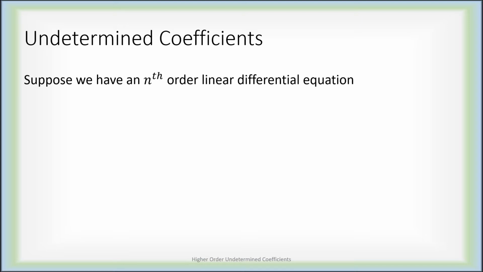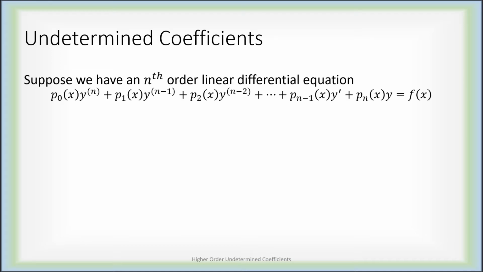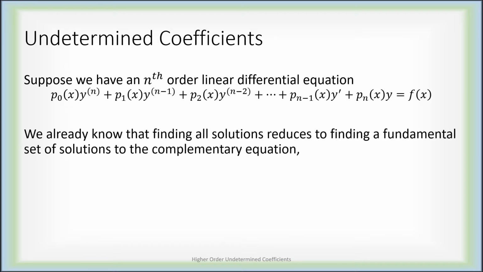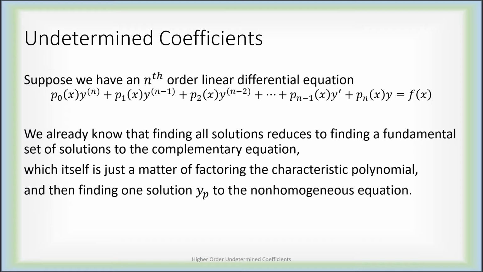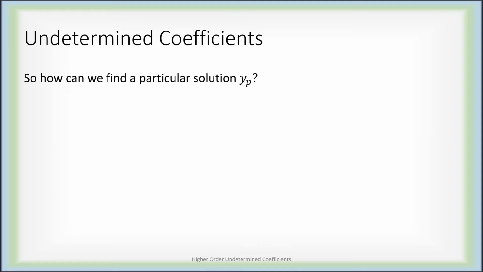Suppose we have an nth order linear differential equation in our standard form. We already know that if we want to find all possible solutions to this differential equation, all we have to do is find a fundamental set of solutions to the complementary equation, which just requires factoring the characteristic polynomial. Then we just need to find one particular solution to the original non-homogeneous equation. Well then, how are we going to find one particular solution?